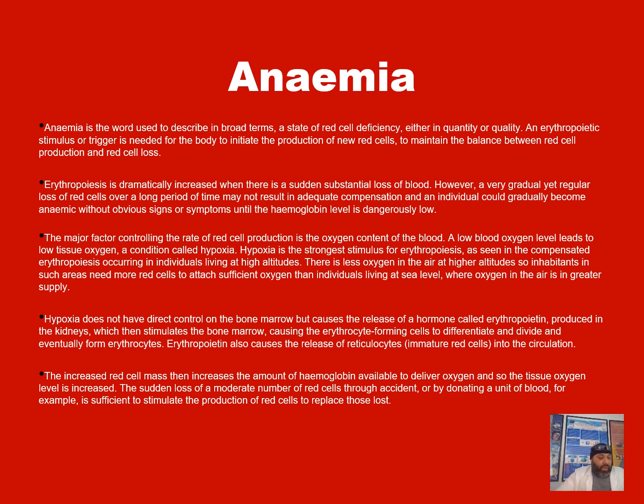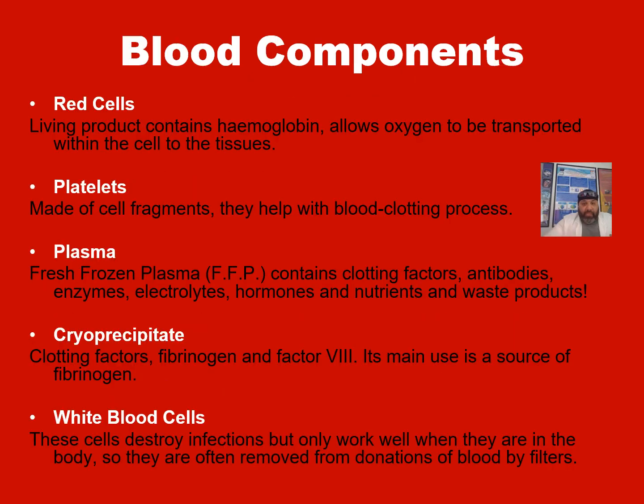So here I've talked a little bit about anemia. I'm now going to talk a little bit about the different types of blood components. There are 5 main ones here, and I'm just going to go through this quite quickly. There are the red cells, or red blood cells, which are the living product that contains in the main hemoglobin. Hemoglobin allows oxygen to be transported within the cell to the tissues.